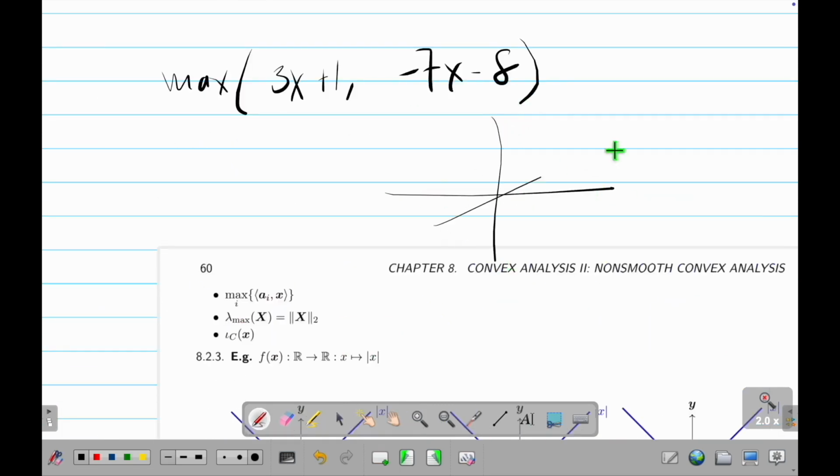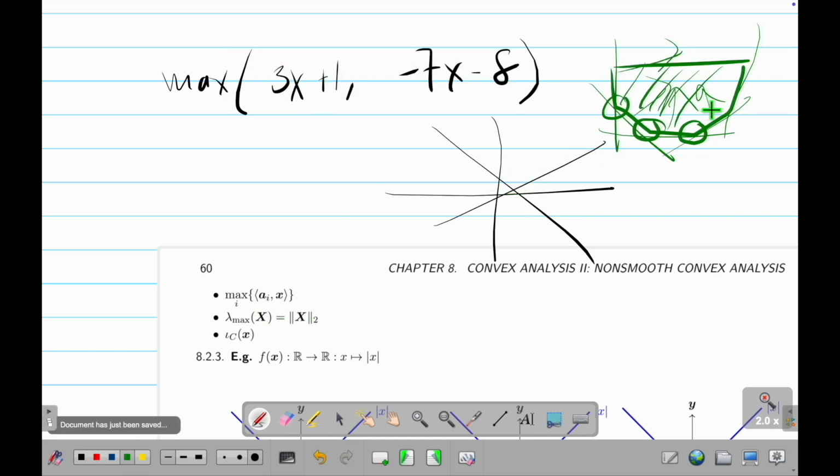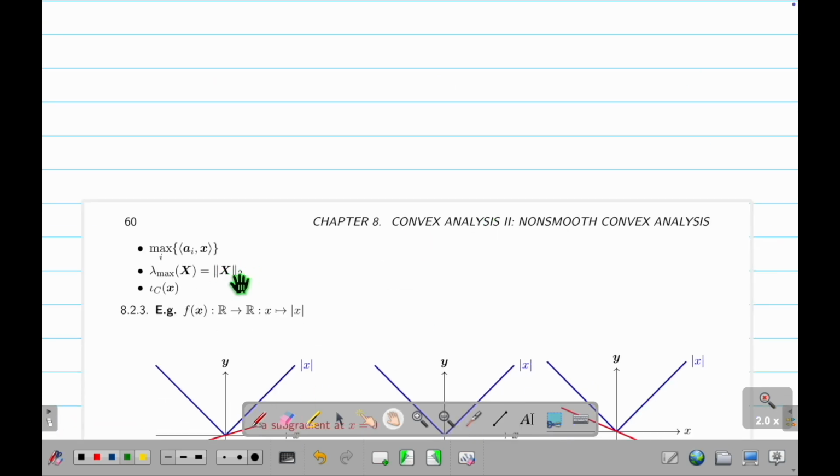This is something like this. The max of these two, this thing, green. Then in this general form, you can have something that looks like this. So this is a convex set, a convex epigraph, so the function is convex. So that's the idea. And then this is the same thing. Largest eigenvalue is also convex. And then the indicator function is also convex.